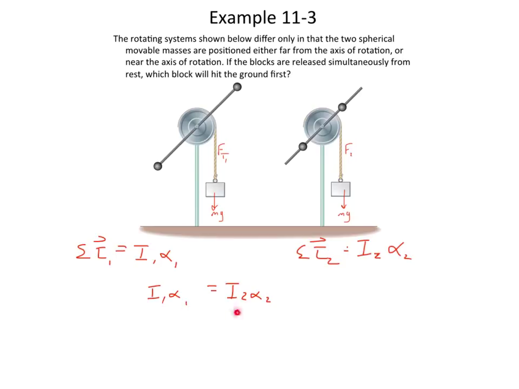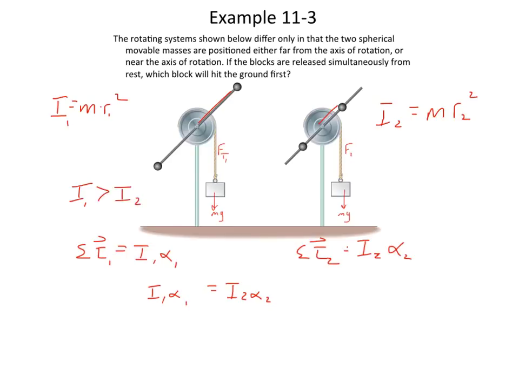So which has a greater angular acceleration? Well, it depends on which has a greater moment of inertia. Moment of inertia, I equals mass times radius squared, right? Moment of inertia for 2 equals mass times radius 2 squared right here. Which is going to have a greater moment of inertia? Well, this has a greater radius than this does right here. So we can say that moment of inertia 1 is going to be greater than the moment of inertia 2.